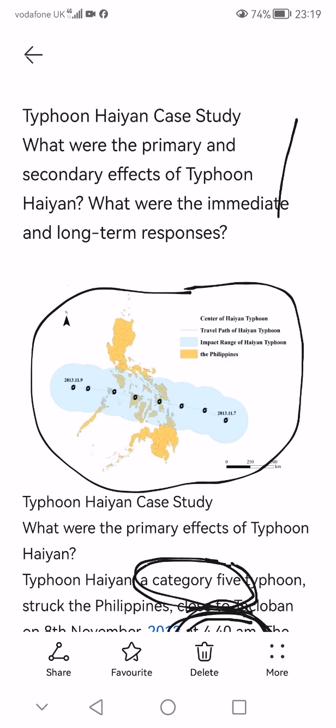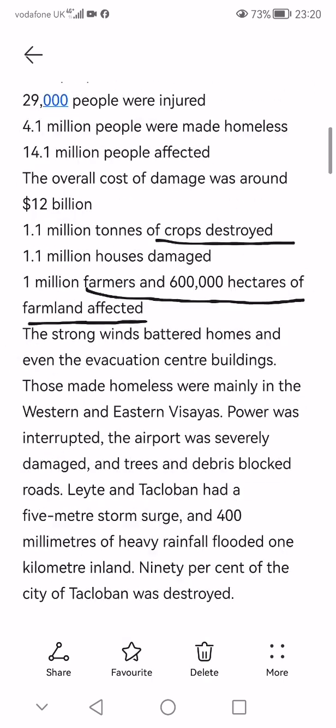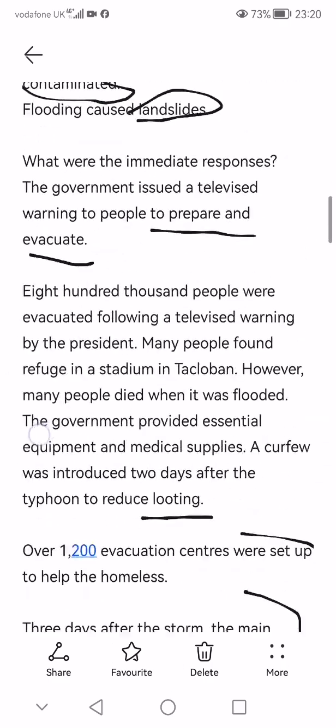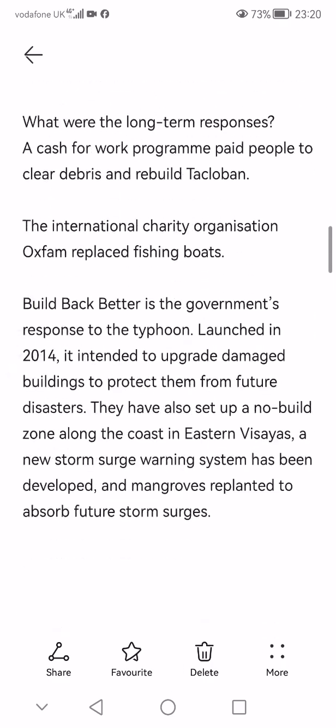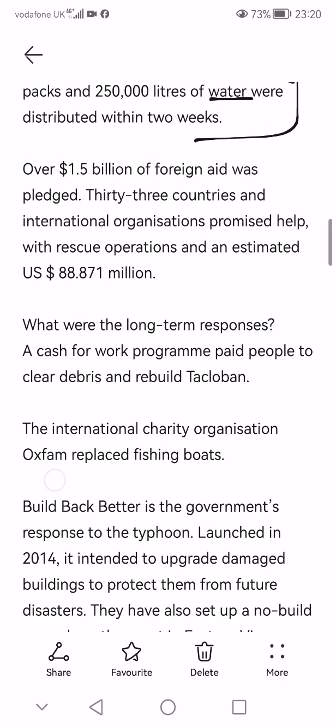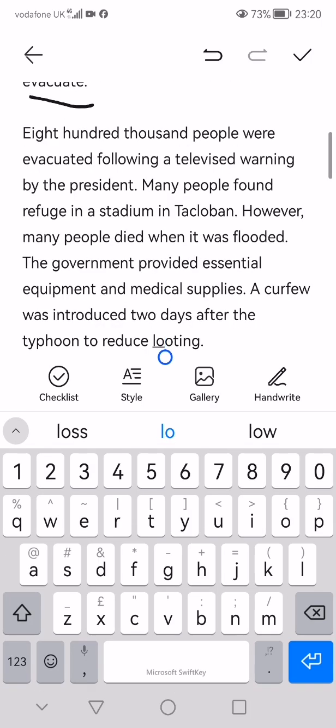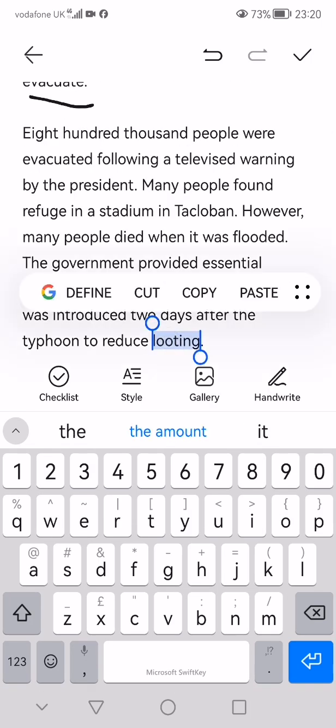You may get a question about compare the responses, immediate and longer term. You may get a question that focuses on the effects, like secondary and primary effects. You may get a question that asks you to evaluate how successful the responses were. So for that, you could use any of these we've gone through in terms of Build Back Better, things like that. Right down here, look. And you could say about how some went well and how maybe some didn't. Maybe you could bring in the looting here in terms of how responding didn't go so well.